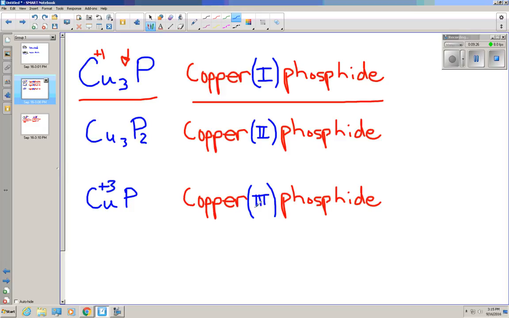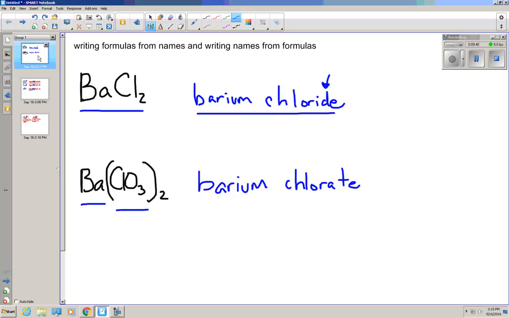So this is how we write the names for chemical formulas only when the metal element that's in here is a transition metal. If you remember back to the first examples we did, I did not need to put a Roman numeral in between the barium and chloride because barium is not a transition metal.